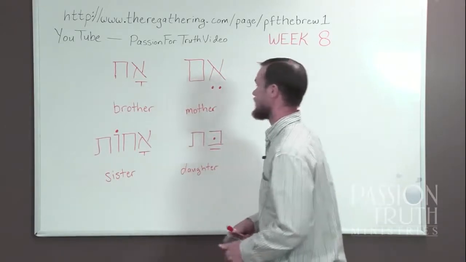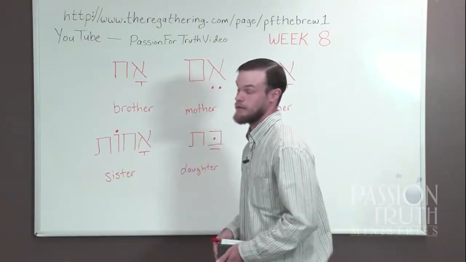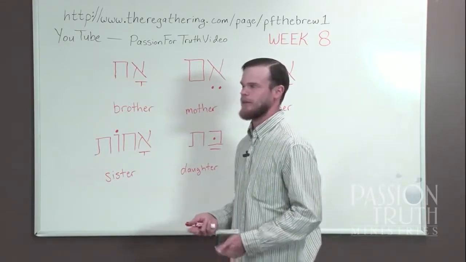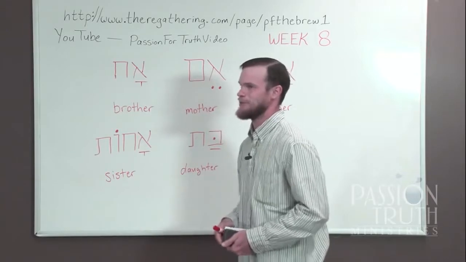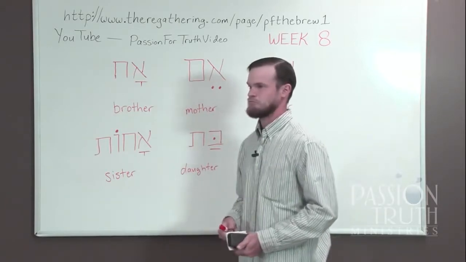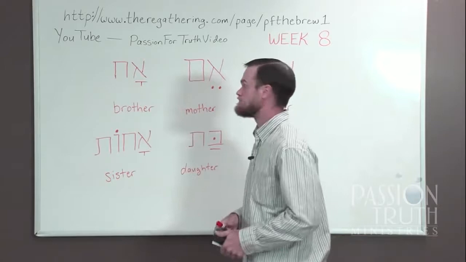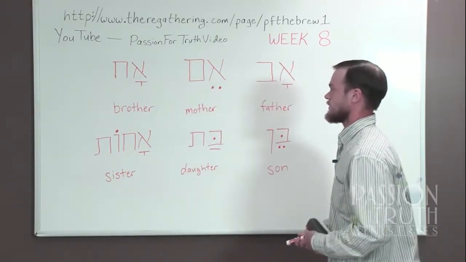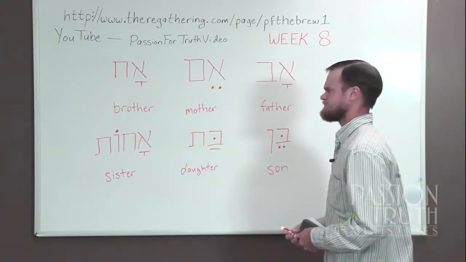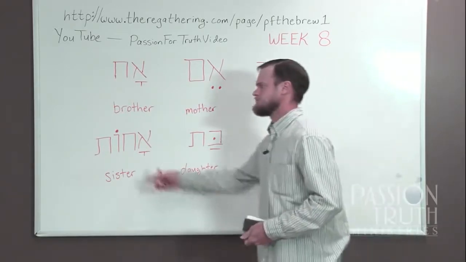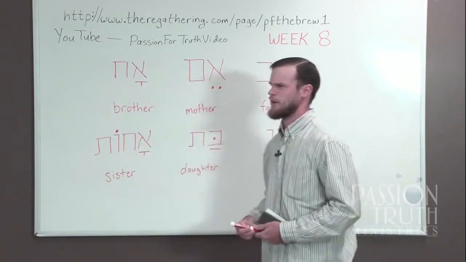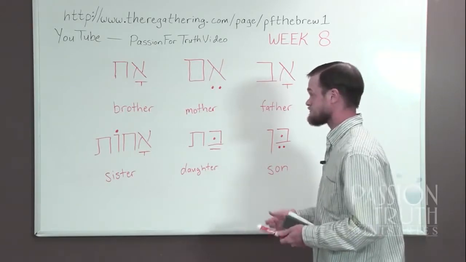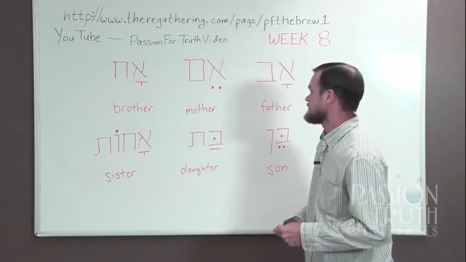And there are other words that just happen to be spelled with the yod mem at the end, but they're not plural either, like mayim, which means water. Now it can be plural, depending on the context, but a lot of times it just means water. So there aren't many words that have that ending without being plural, but achot is one of them. It does mean sister.